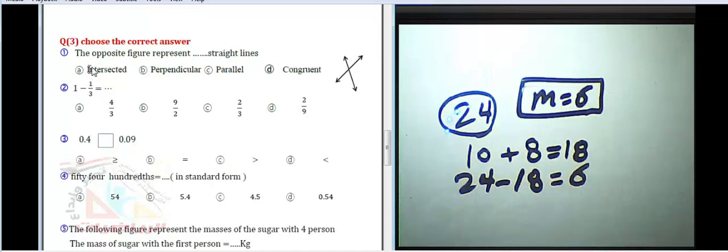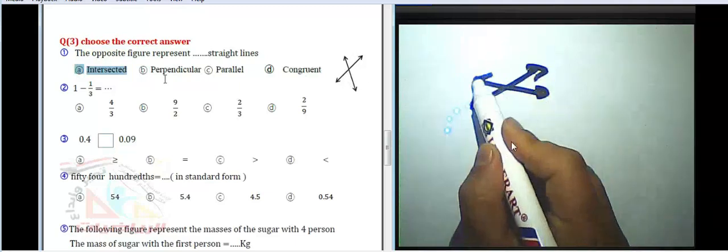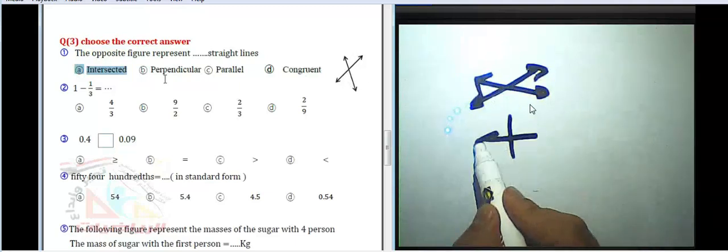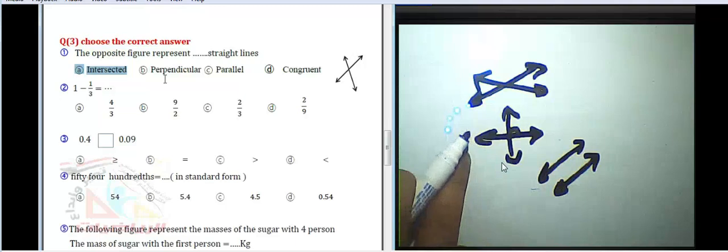The opposite figure represents angles intersected between them. 2 angles here. Again, the opposite figure represents straight lines here. We call it intersected. Not perpendicular, not parallel, not congruent. 2 straight lines here intersected and 2 straight lines here perpendicular and 2 straight lines here parallel. We call it parallel, intersected and perpendicular, intersected and not perpendicular. So the result will be A.